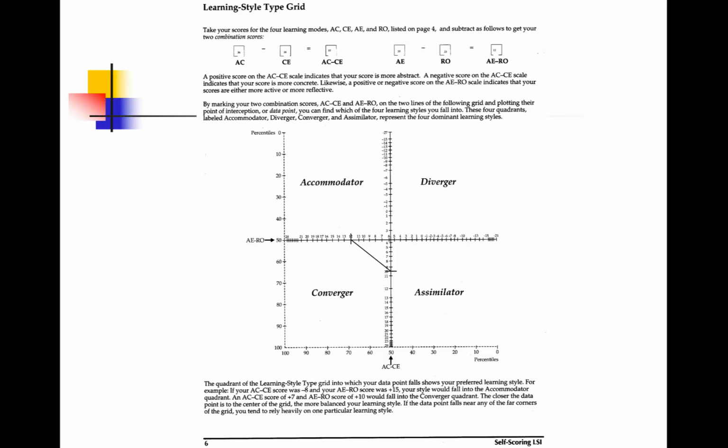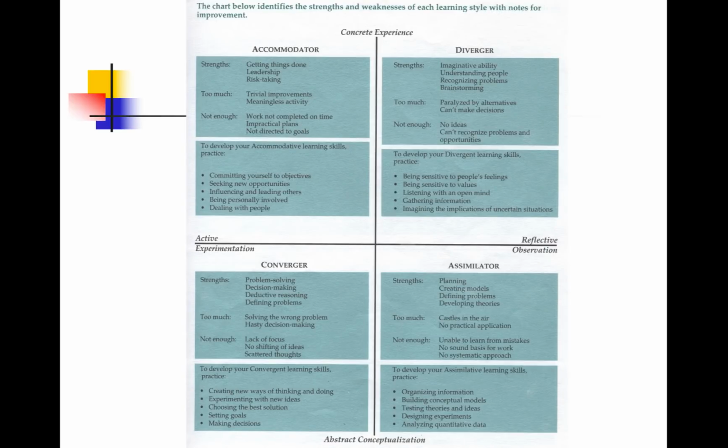So again, you filled this out, and within the different modes of learning, the 4 dominant learning styles are accommodator, diverger, assimilator, and converger. And you filled out what your style tends to be. The converger. Actually, let's go back one.